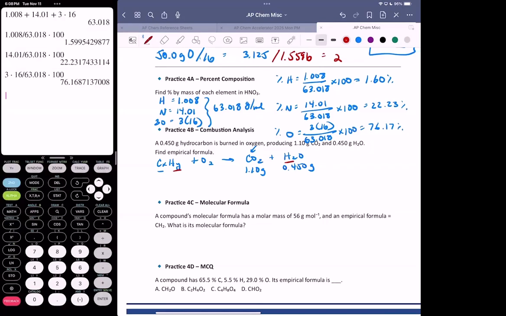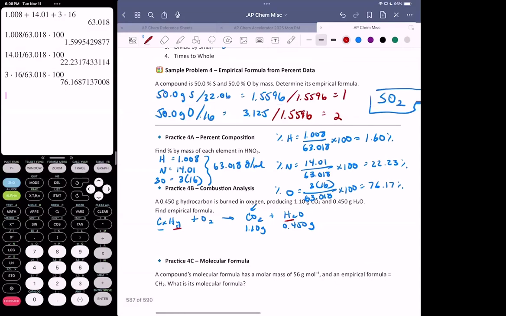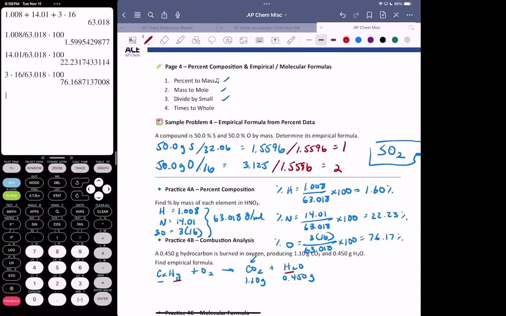We can then figure out the grams of carbon and hydrogen in the original compound and then put it through our little empirical formula poem: percent to mass, mass to mole, divide by small, times to whole. I'll give you some time to work on that.